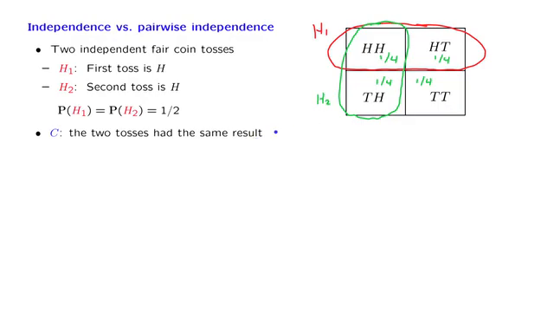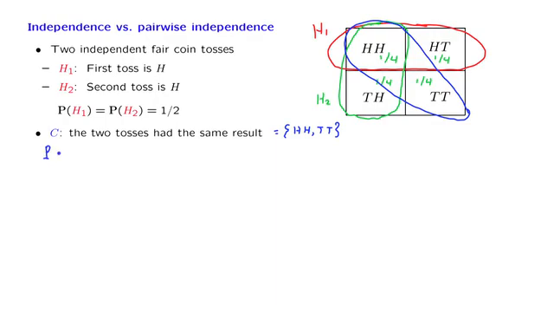Let us now introduce a new event, namely the event that the two tosses had the same result. So this is the event that we obtain either heads-heads or tails-tails. Schematically, event C corresponds to this blue region in the diagram. Is event C independent from the events H1 and H2? Let us first look for pairwise independence.